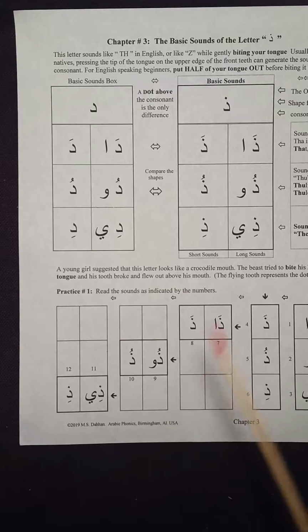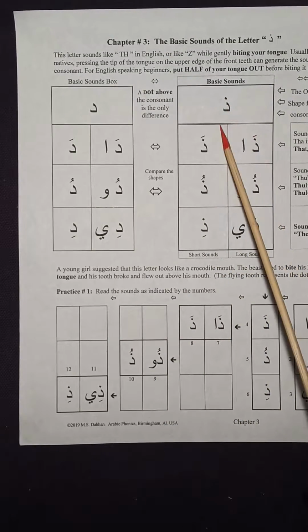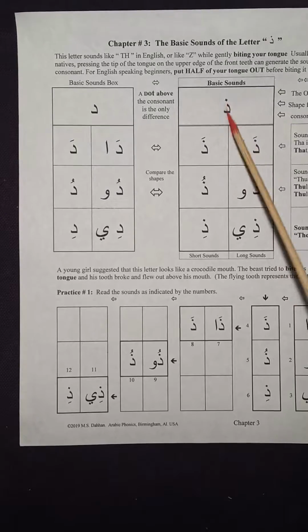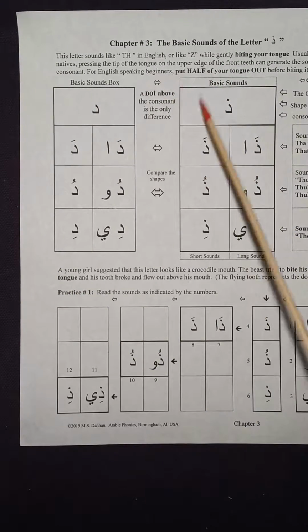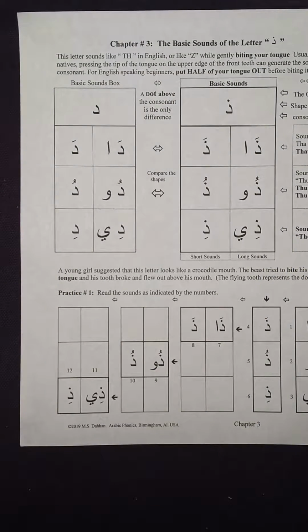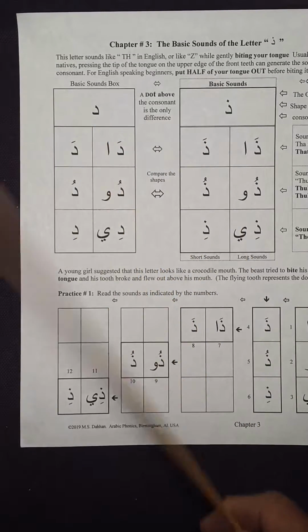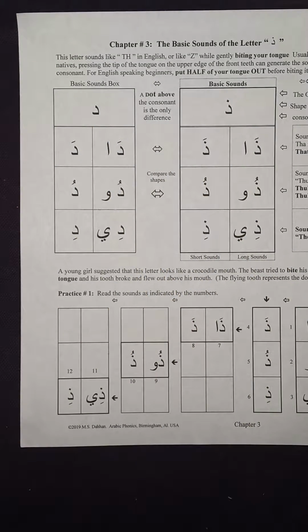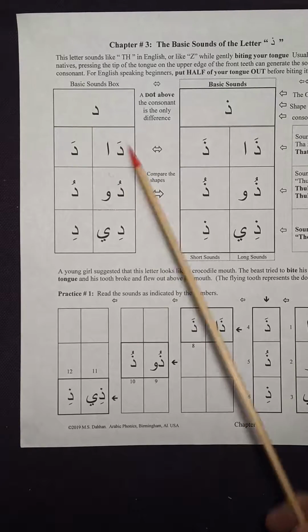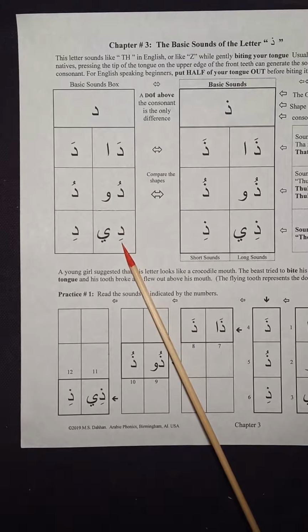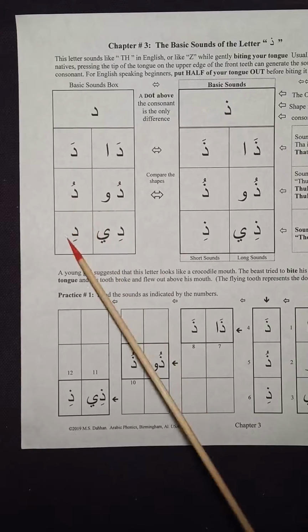The little girl suggested that this letter looked like a crocodile that has his mouth open. He tried to bite his tongue and broke his teeth, and that's where the dot comes from. Now, if you notice, this looks exactly the same shape as the letter D, except the dot. So here we have da, do, di.